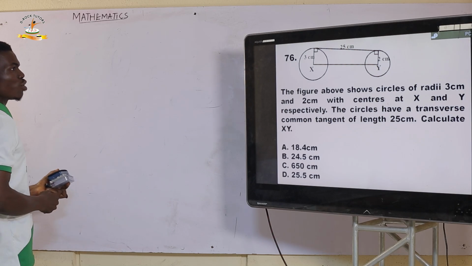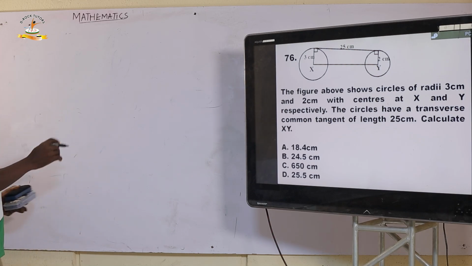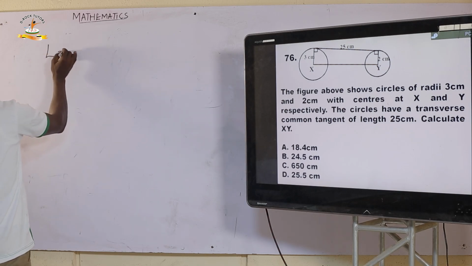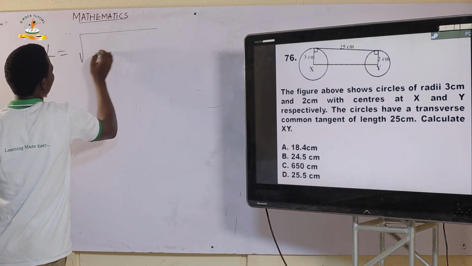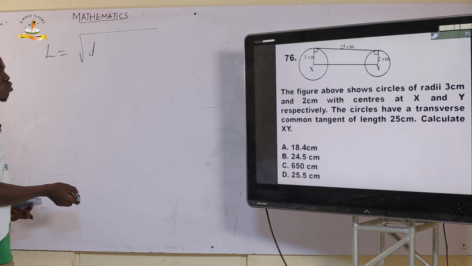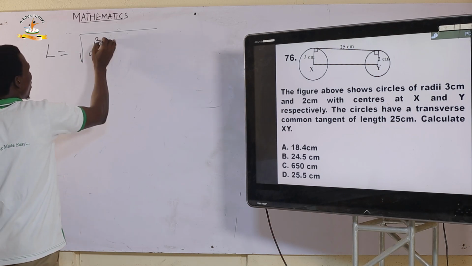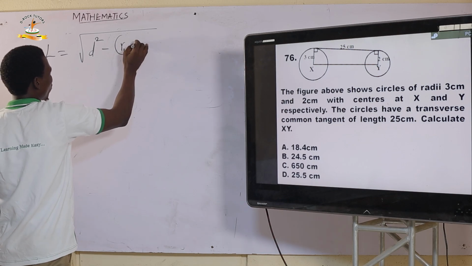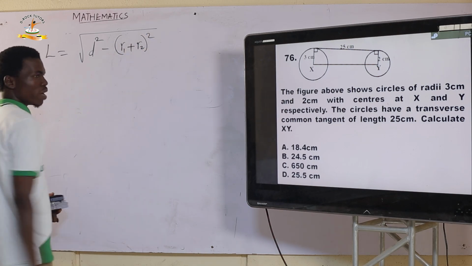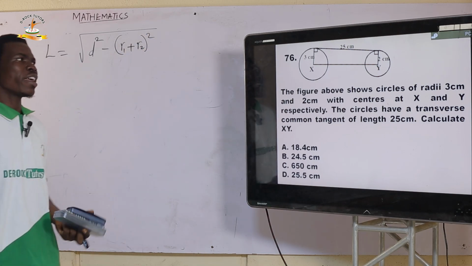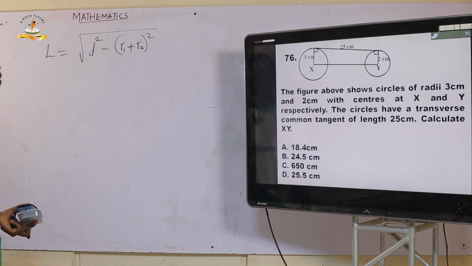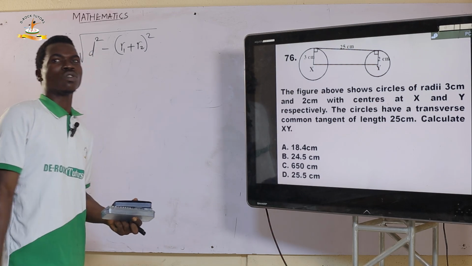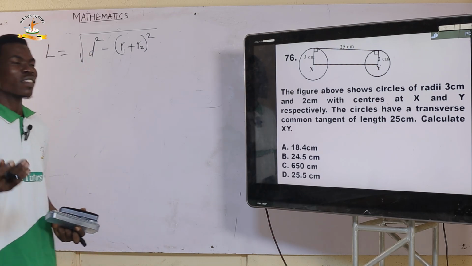So you're going to have a formula that tells you the length of the external joint point is given as L, which equals the square root of the distance from the centers, D squared, minus open bracket the two radii, radius 1 plus radius 2, all squared. That is the formula for a problem like this. However, you should know that this L is the one given to us, which is 25 centimeter.